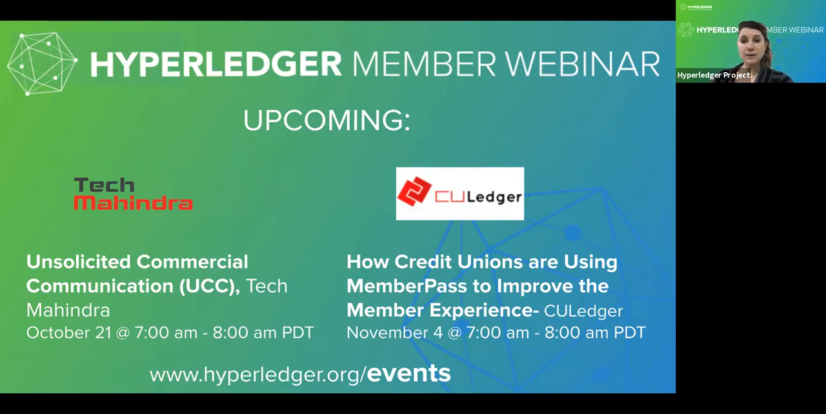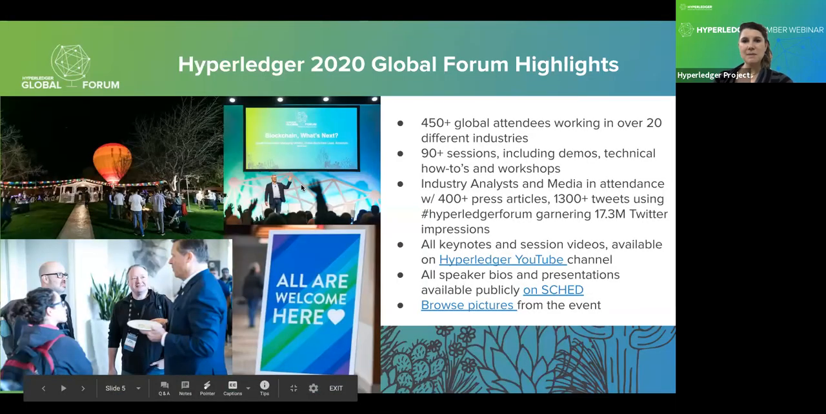And then on November 1st, we will hear Julie Esser from CU Ledger talking about how credit unions are using MemberPass to improve the member experience. This will be an update on various work that CU Ledger has been doing. Loads of interesting outcomes of their work. So even if you heard Julie talking at the Global Forum, I am pretty sure that this will be new content.